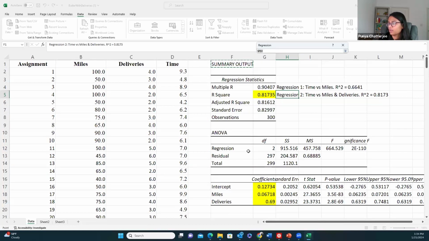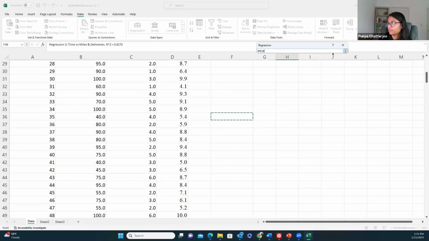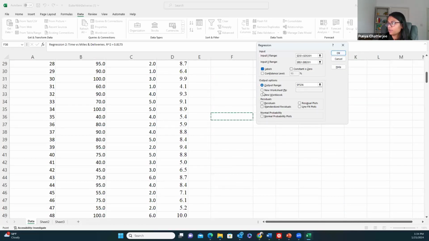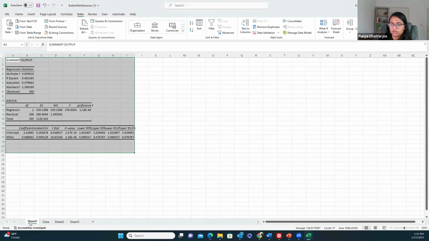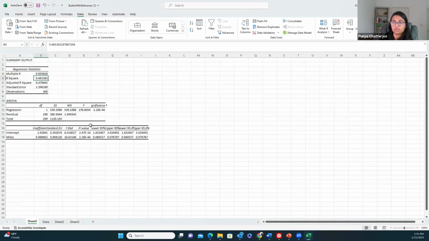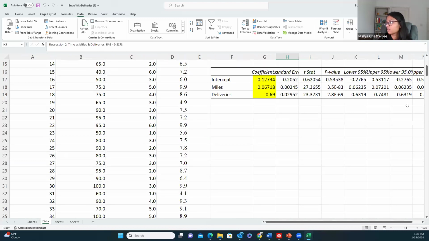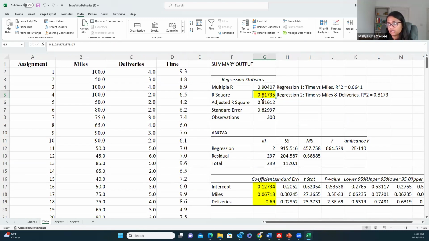Okay, and I'm going to put my output somewhere here. Maybe I'm going to put it up in a new worksheet. And then click OK. So now you see there is a new sheet which gives me the output. And in this data, actually, the R square is even low with this 300 data. So this is just 48%, right? 0.48. But if we consider deliveries as well, then the R square improves to 0.81. That means your regression 2 is a better model for this data.